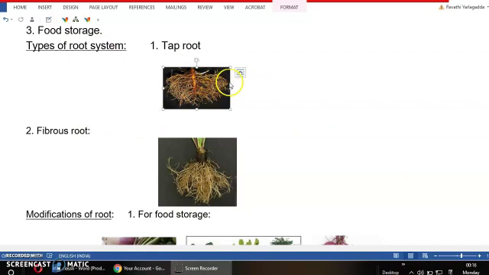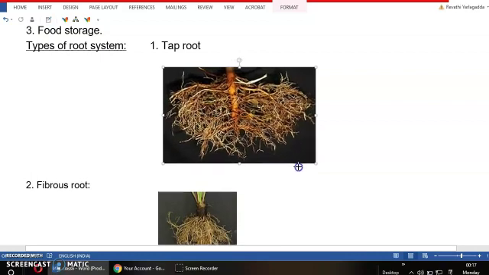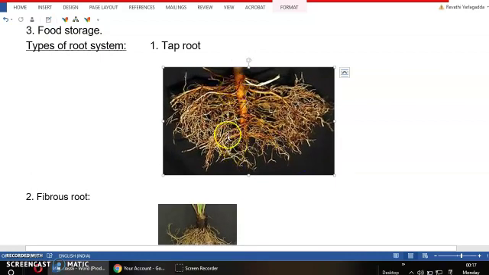Then taproot. In case of taproot, the root will have one main root. So one main root is present in the taproot, and from that one main root, the branches grow. See, one main big root will be there in the center, and small branches grow out of that main root, and these small branches will also have smaller branches and the smallest branches. This is how the taproot grows.